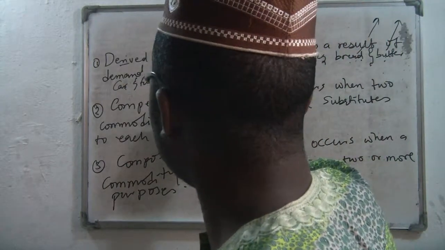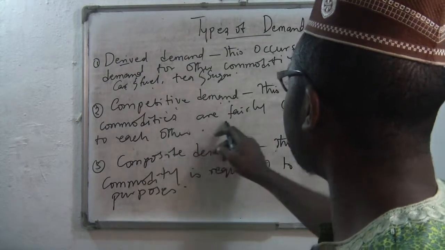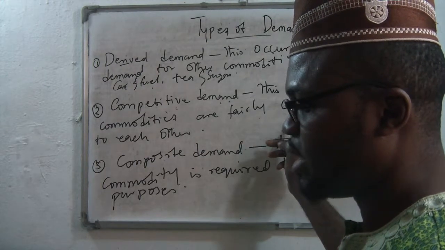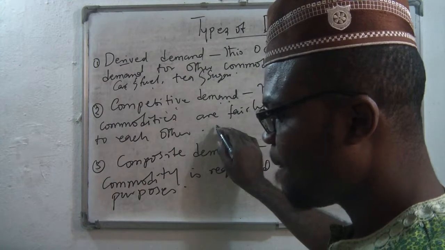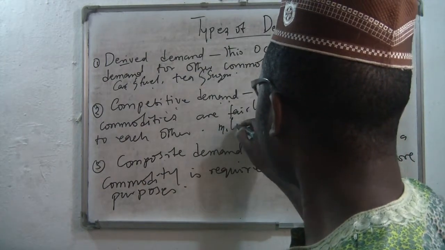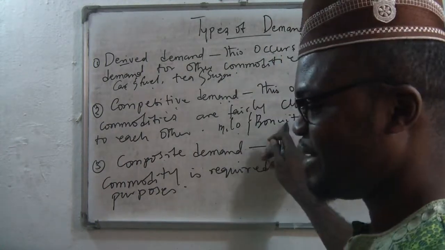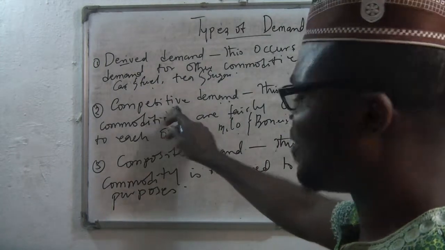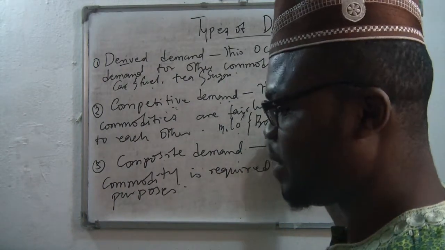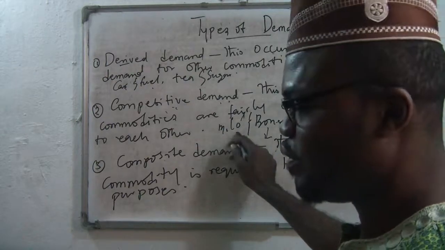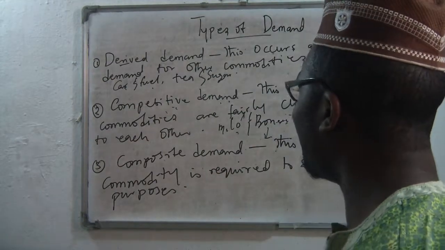The second type is what we call competitive demand. This occurs when two commodities are fairly close substitutes to each other. They are competing. Who can give me an example of two commodities that compete? Milo and Bonvita. Two of them are doing the same thing; you can use both for tea. So both of them have competitive demand. As the demand for this one is increasing, the demand for that one will be decreasing, because people will be rushing to Milo and leaving Bonvita.